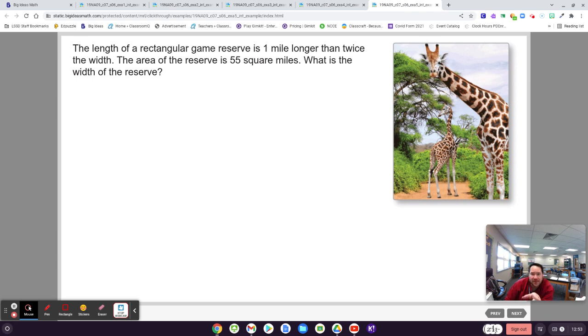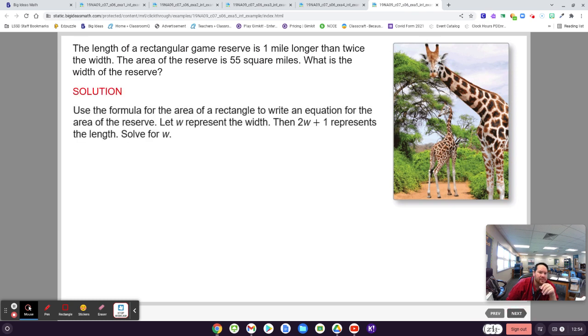I do want you, though, to see if you can come up with, if the length is x, how would you write? Oh, no, wait, the length of the game reserve is 1 mile. Sorry, if the width is x, how would you write the length? Okay, so if you said 2x plus 1, you're right. They're using w instead of x, but you know, whatever. Okay, and then the area is 55. Therefore, when you multiply w, which is the width, times 2w plus 1, which is the length, you get this.